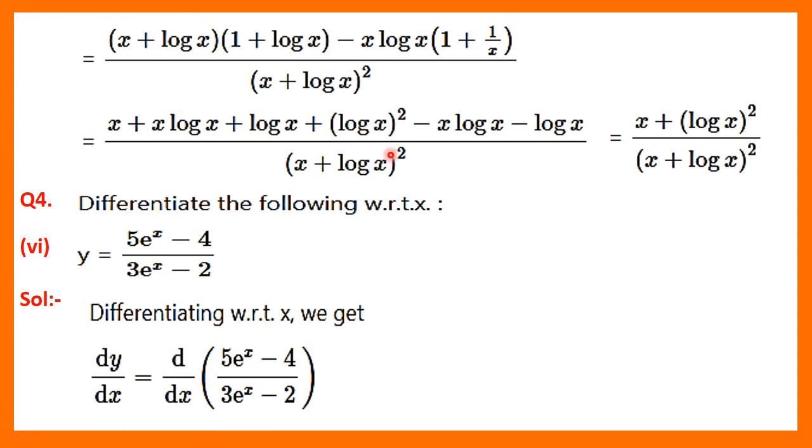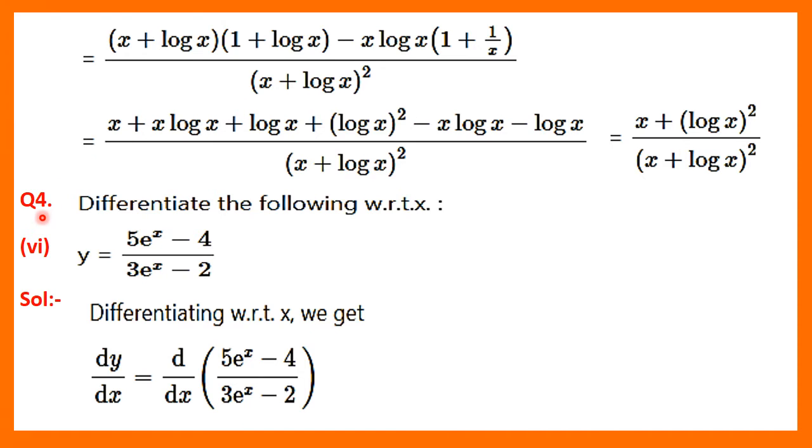And we can simplify the terms. Log x minus log x will get cancelled, x log x and minus x log x will get cancelled, and only x plus log x the whole square remains in the numerator, divided by x plus log x the whole square, is the derivative of the given function.